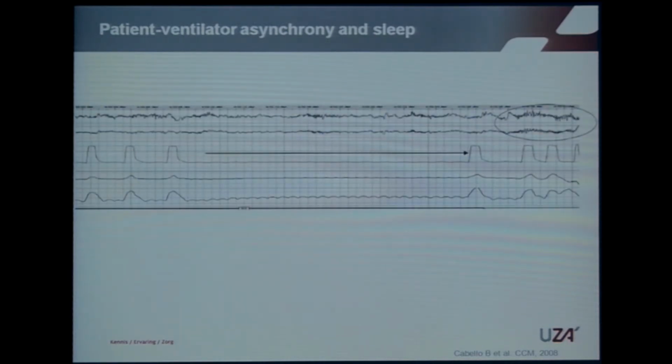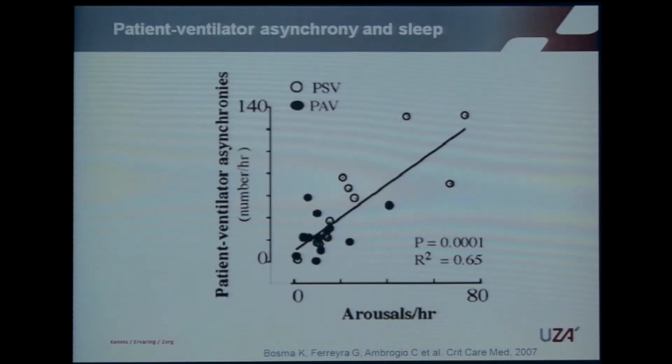This is another example from a patient with central apnea, followed by an arousal. It can be caused by the setting of the ventilator, namely over-assistance. This is another study from Dr. Bosma, where you can see that the number of patient-ventilator asynchronies is quite well correlated with the number of arousals, and this is in PSV, pressure support, from the other slide I showed you before from the same study. So what might be the potential added value of NAVA?